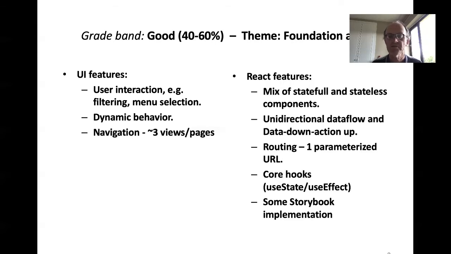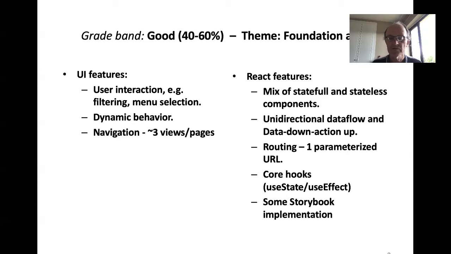From a technical point of view, on the React side, you'd have to have a mixture of stateful and stateless components, and there has to be evidence of unidirectional data flow, data down, action up. Both of those items are obviously going to be present anyway if your app is interactive and dynamic in nature, so you can't really avoid that. From a routing point of view, I'm saying there that at least one of your routes should be parameterized. The others can be static if you wish.